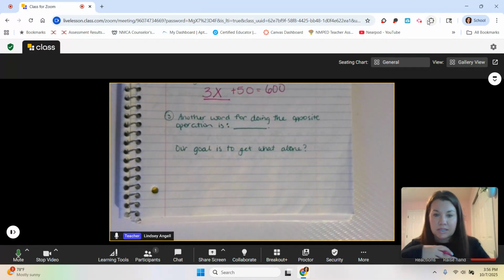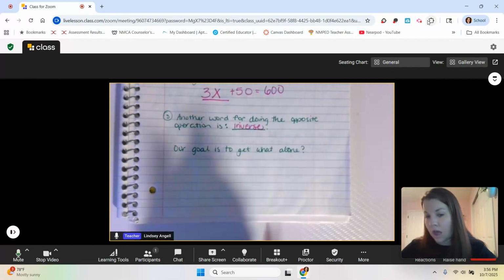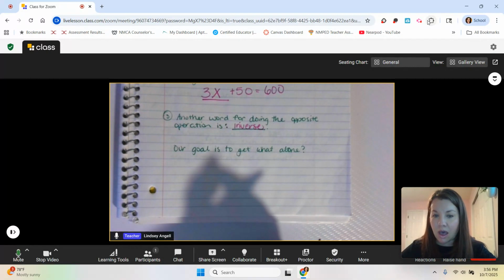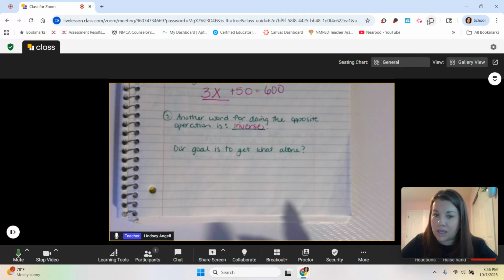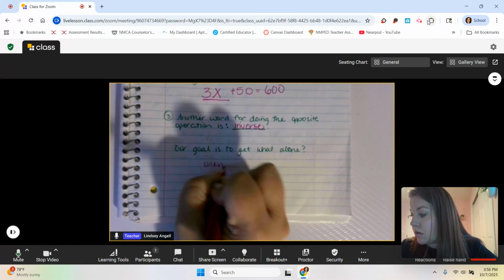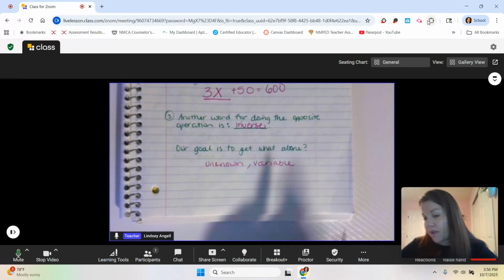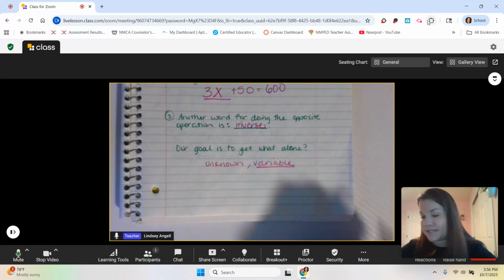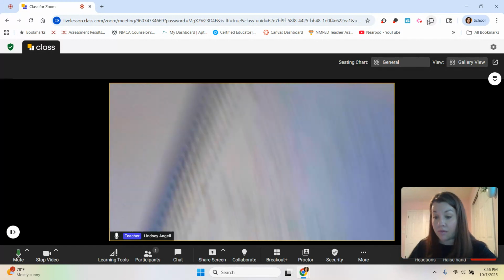And number 3, it's some vocab work. Another word for doing the opposite operation. I've said this a lot lately. This is the inverse operation. The inverse is doing the opposite operation from what you see in the problem. And our goal is to get what alone? Our unknown is one way to say it, or the variable. Variable, that's the technical word. You're trying to get the variable by itself, so that you can solve for the unknown.